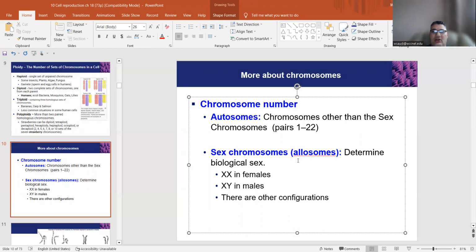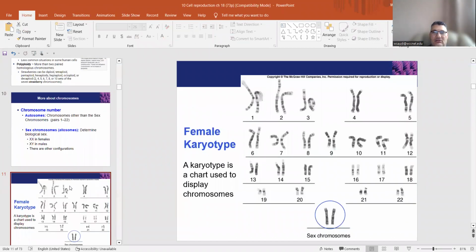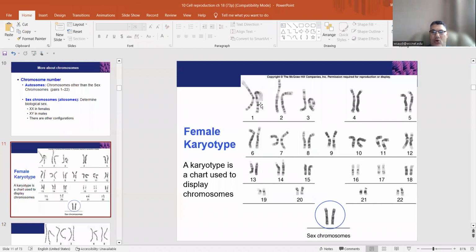This is the one that would determine the biological sex. If both of them are X's, X and X, this is female. If it is X and Y, it is a male. So look at this. From 1 all the way to 22, these are called autosomal chromosomes. Understand that. This is important. This is part of the chapter that you need to know.